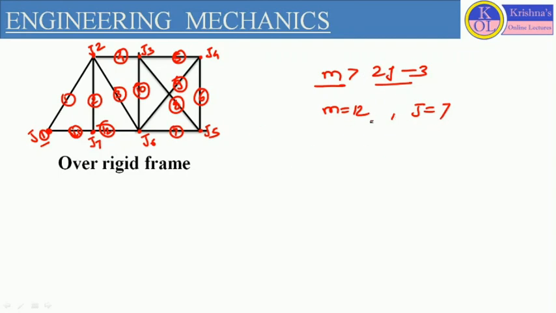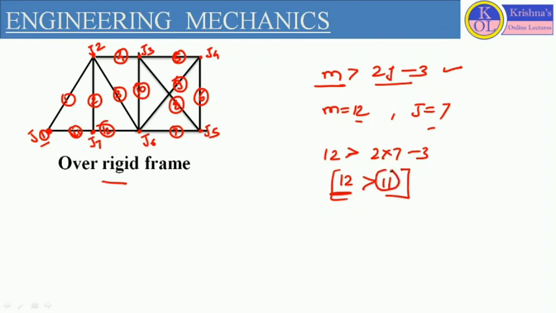So here we will put the m and j values in this equation. So 12 should be greater than 2 into 7 minus 3. So this 12 should be greater than 11. So here this equation is satisfied. So in that case, we can say this particular frame is an over rigid frame. Here the number of members is more than 2j minus 3. So here we require 11 members, but we have 12 members. So one member is more here. That is why it is called an over rigid frame.